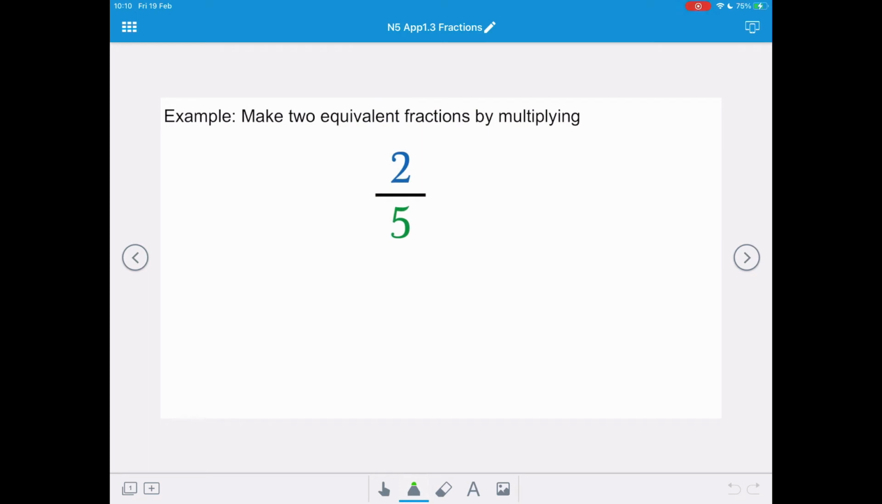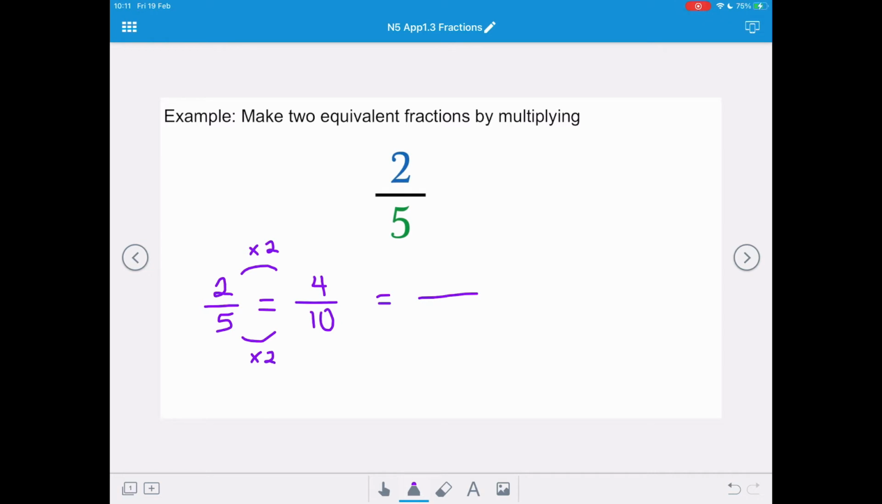So in this example, we want to make two equivalent fractions by multiplying, and the fraction we're starting with is 2/5. So let's write our fraction, 2/5, and we're going to make that equal to two different fractions by multiplying. Now we can multiply by any integer that's not 0 or 1. So we're going to multiply by 2. And if we multiply the top by 2, we have to multiply the bottom by 2 as well. And that gives us an equivalent fraction of 4/10.